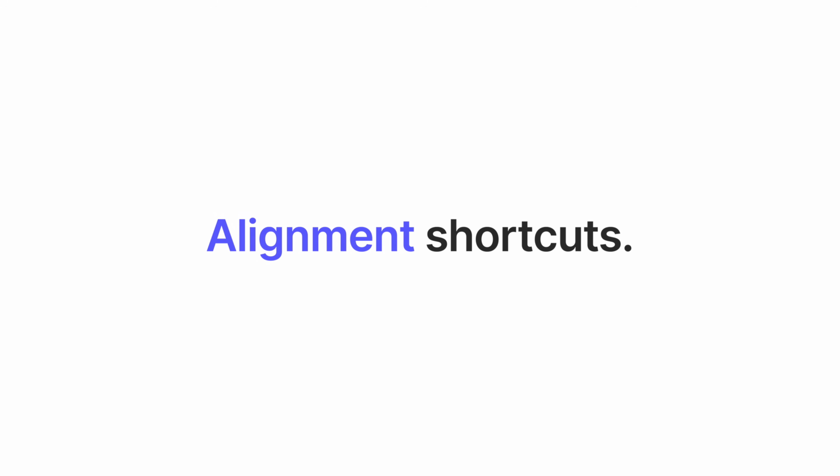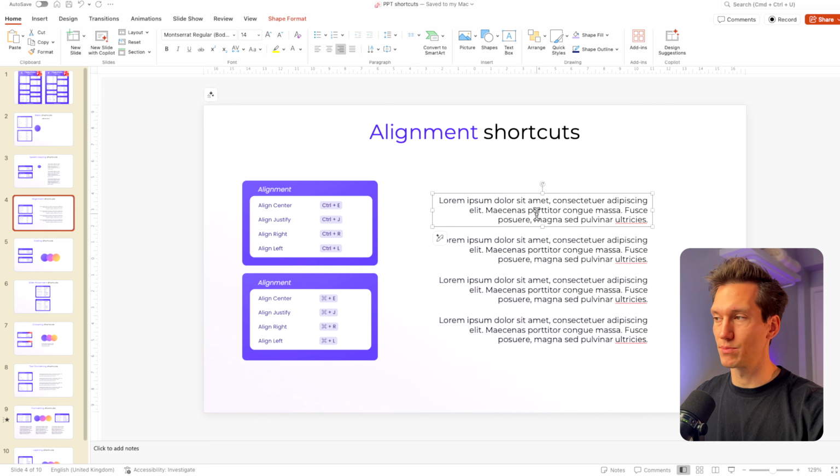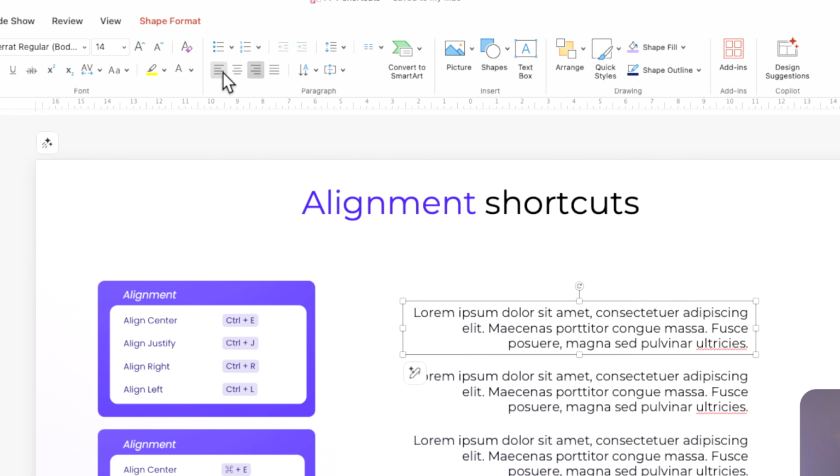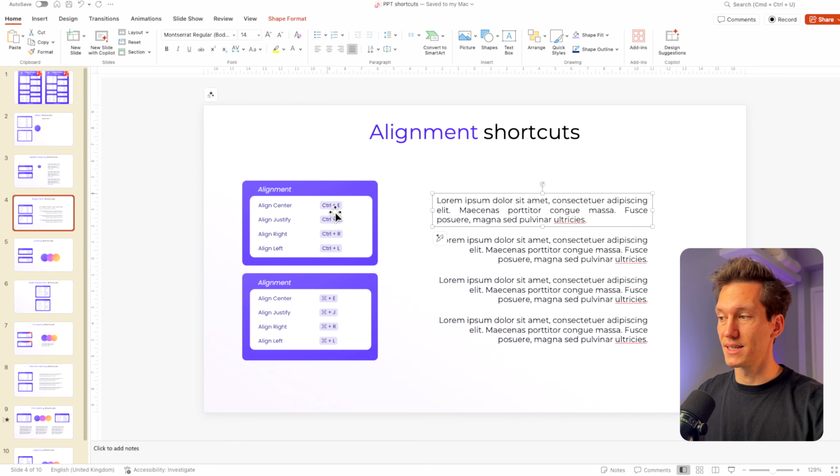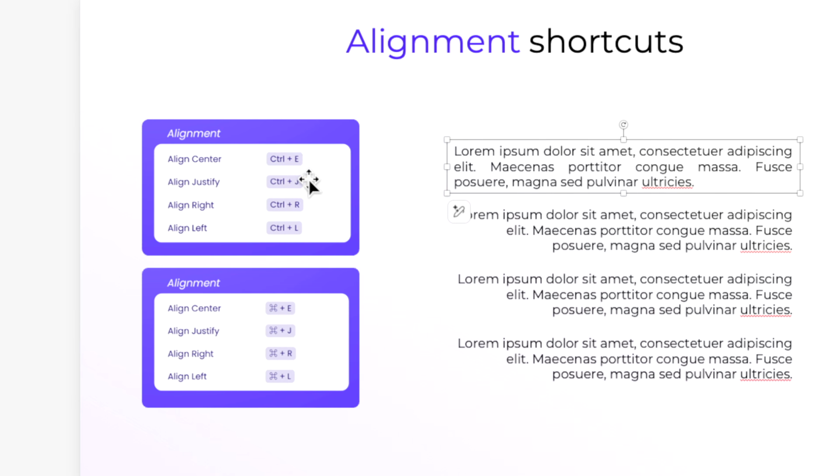So once we know this, we'll get a lot of elements on the slide, like for example, text boxes or maybe like shapes. And next, what we want to do is we want to align them. So let's have a look at the alignment shortcuts. Now we see a lot of people use this as alignment. So they select the text box and then they go here to the top to either left align, center align, right align, or justify.